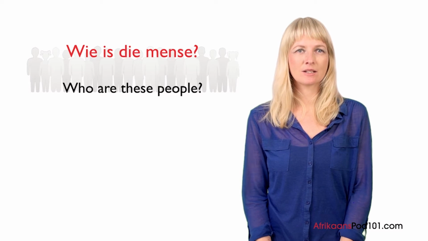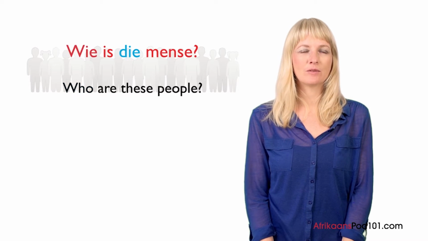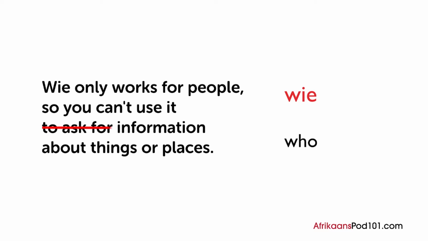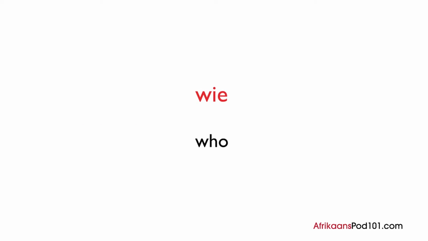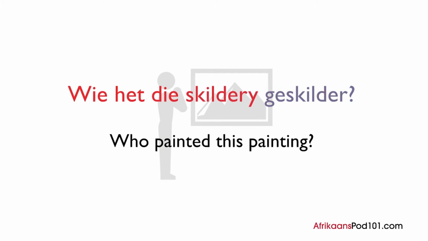Again, as in English, the question word who is placed in the first position here and is followed by the verb and then the subject. Wie only works for people, so you can't use it to ask for information about things or places. Wie can also be used to ask who did something. If you're in a museum, for instance, you can ask wie het die skildery geskilder? This means who painted this painting.